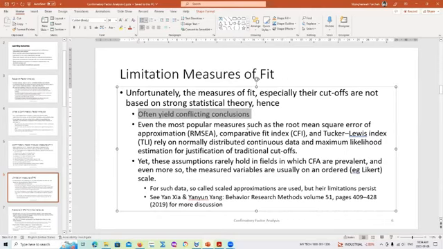Even the most popular measures, such as the root mean square error of approximation, comparative fit index, and Tucker-Lewis index, rely on normally distributed continuous data and maximum likelihood estimation. And this is a big deal because most of the data that I've seen being used in factor analysis, confirmatory factor analysis, are nowhere close to being normal. To start with, the scale of measurement a lot of the time is ordinal, but it's just been treated as ratio scale, which means it cannot be normal. But even when the scale of measurement is continuous, the assumption of normality is stretching a bit far.